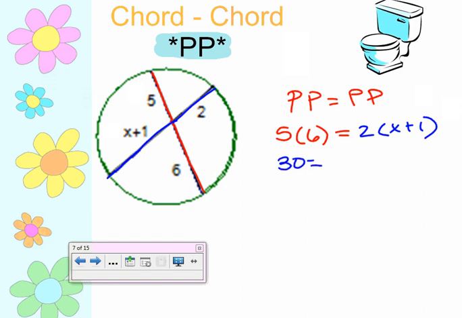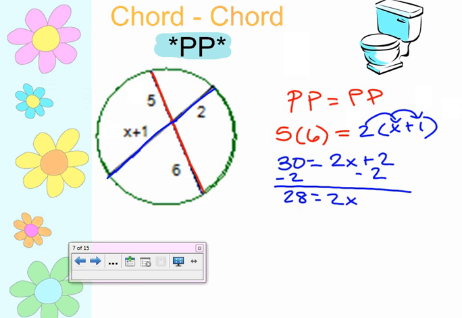Okay, now on that right side, we have to make sure we distribute our 2. A lot of us like to forget that, so really make sure you're distributing. So you're going to get 2x plus 2. Okay, again, now I'm solving for x, so I'm just going to subtract 2 from both sides. So 28 equals 2x. Still solving for x, so divide by 2. And our x has a value of 14. Now remember, if we're solving for chords, we're using PP, or part times part equals part times part.